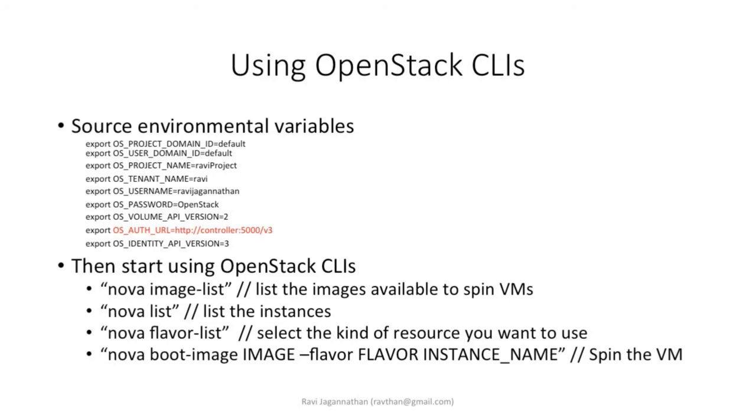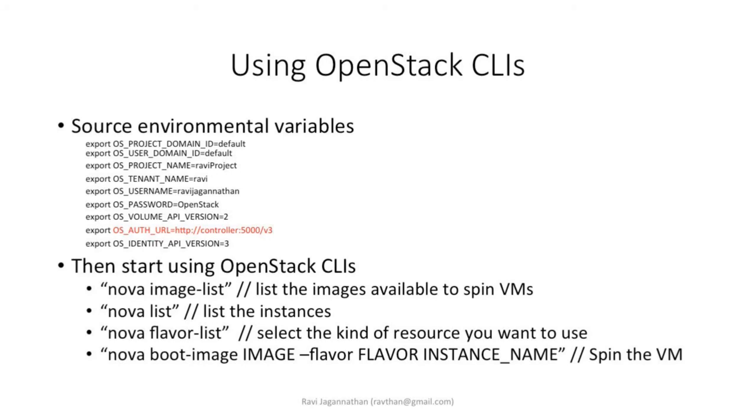Nova is a command. Boot image is a subcommand. You give it the image that you want, and the flavor that you just derived, and then you can give it an instance name like Ravi instance, like Ravi shop. So you can simply spin a VM in a matter of 5 minutes. If you want 10 more minutes to have coffee, you can have that, and then put these things in the environment variables, and you can do the VM. This is basically how it starts.